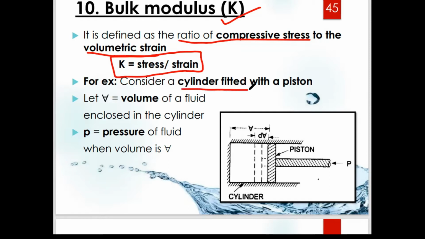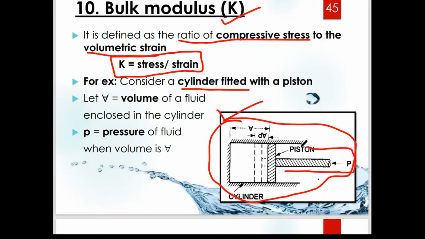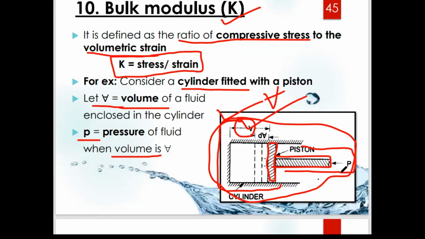We'll consider a cylinder. You can see in the figure, this is a cylinder, and a piston has been fitted to the cylinder. Here V represents the volume of the fluid enclosed in the cylinder. Initially the volume of the fluid inside the cylinder is V, where P is the pressure of the fluid when the volume is V.